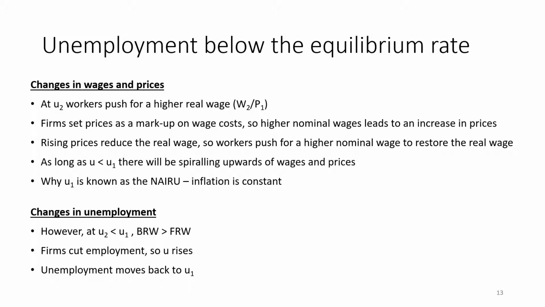And as long as the unemployment rate is below the NAIRU, or the equilibrium rate of unemployment, that wage price spiral will continue and we'd see an acceleration in the rate of inflation. Of course, what we'd also expect to happen is that as wages go up, the cost of hiring people becomes more expensive. So therefore we'd expect firms to cut employment, and in doing so unemployment would rise and the economy would also move back towards its NAIRU, or its equilibrium rate of unemployment, which is given by U1.